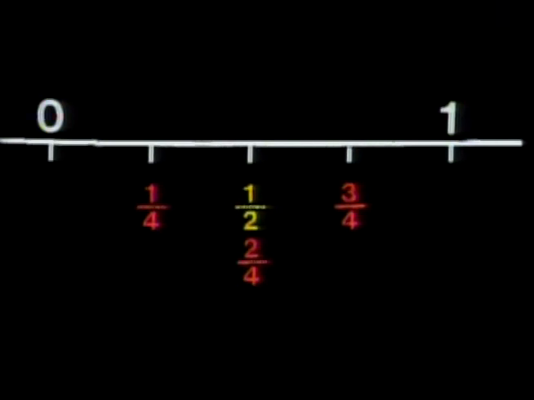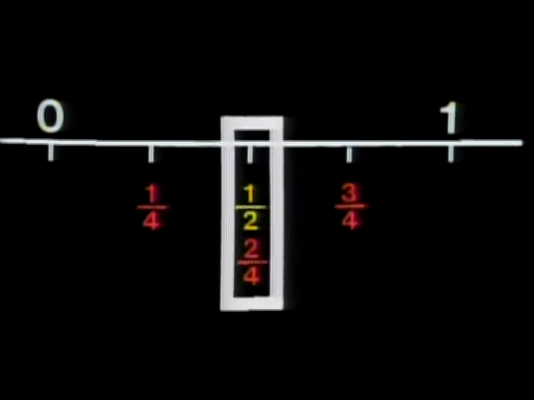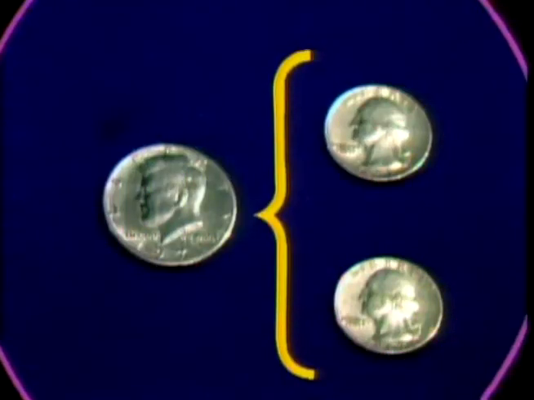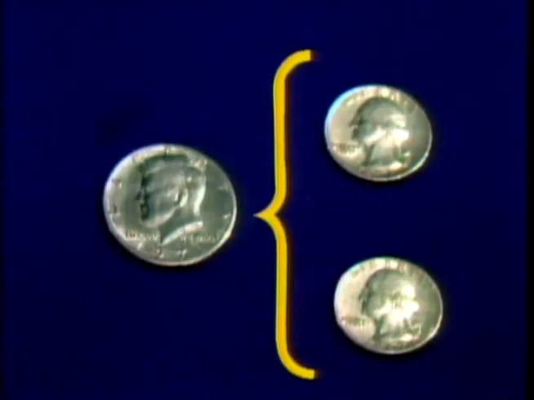But the two fractions, 1/2 and 2/4, label the same point. Since the points themselves stand for numbers, the two fractions must represent the same number. This isn't news to you. We all know that in American money, a half dollar represents the same amount as 2 quarters.